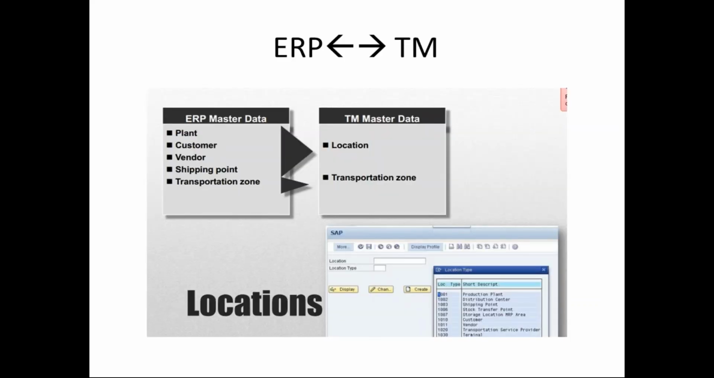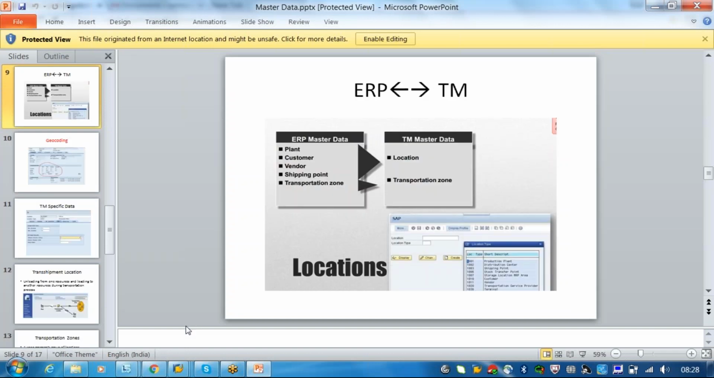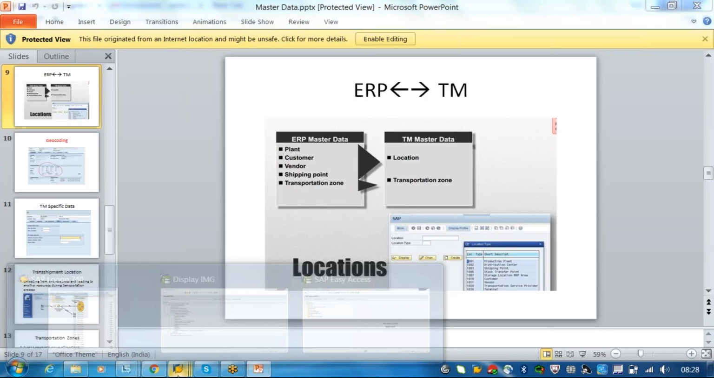When you're transferring the master data from R3 to TM, we are going to transfer the plant, customer, shipping point, vendor, and transportation zone. When you transfer the plant, customer, vendor, and shipping point, it comes and hits the TM as a location. I told you, right? Now we are going to see how it comes and hits here. We'll just create one data here.